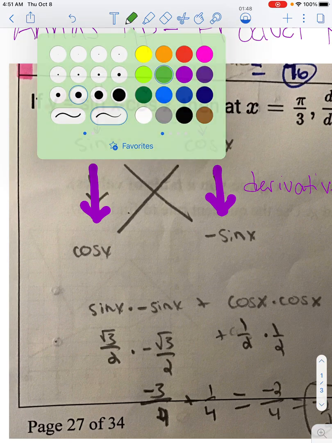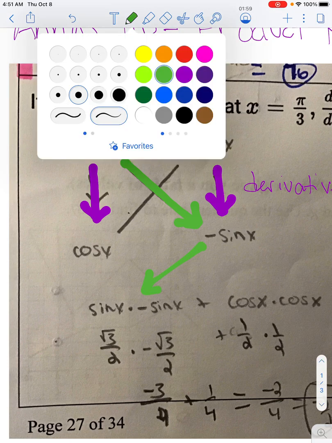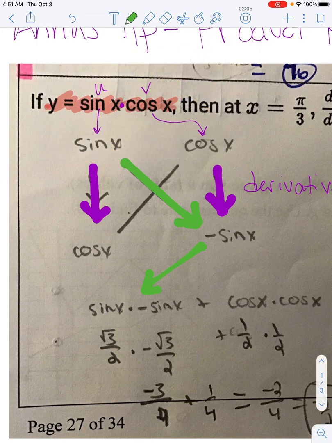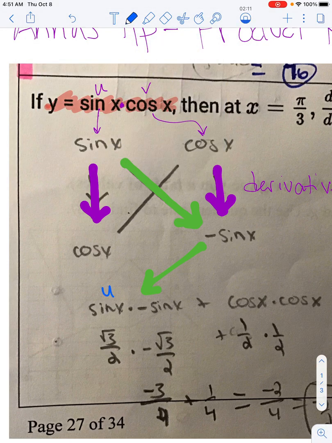So then what she does is she says, okay, I need to take u times the derivative of v. So u times the derivative of v, and that is that. So that is u times v. This is v prime, excuse me. This is u times v prime.